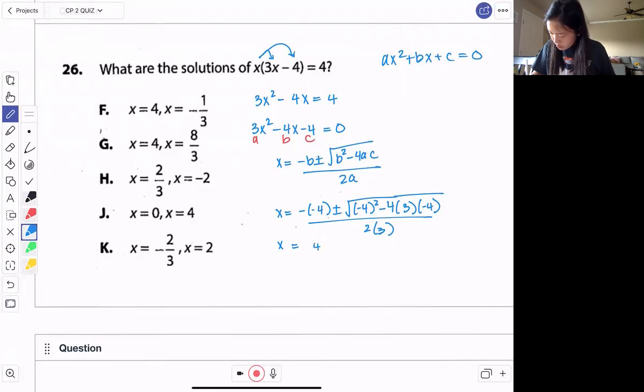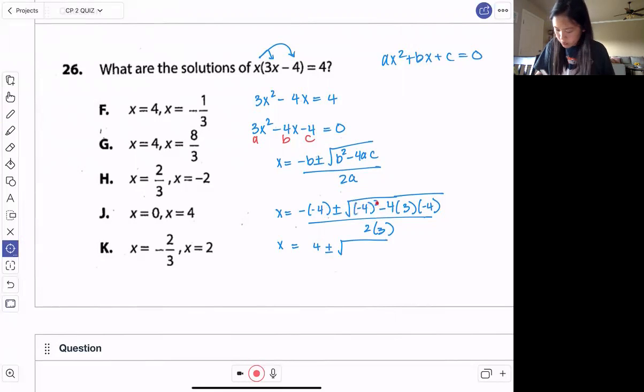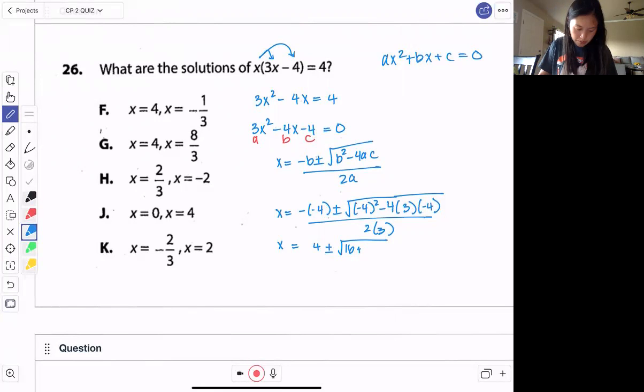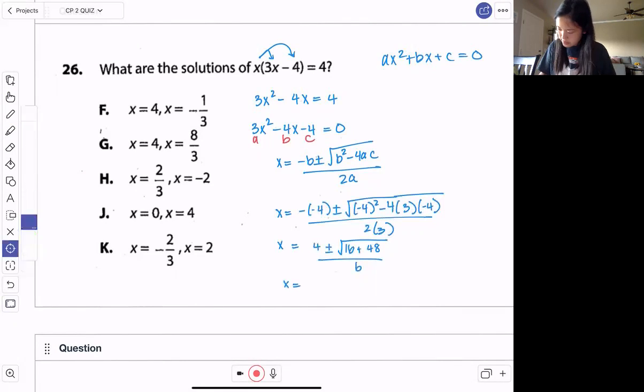Okay, so this would become a positive 4 plus or minus. This would be negative 4 squared, which is 16, minus. So those are two negatives, so that becomes a positive when you multiply. So 4 times 3 times 4. 4 times 3 times 4 gives me 48 over 2 times 3, which is going to be 6. And so from here, I have 16 plus 48, which is 64.